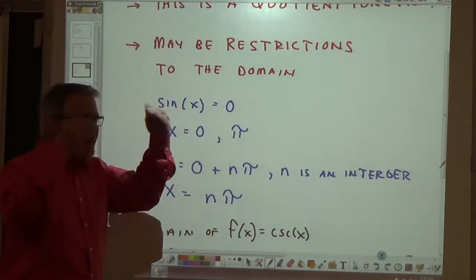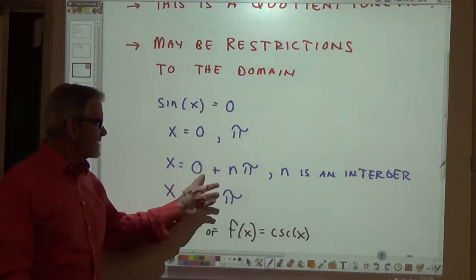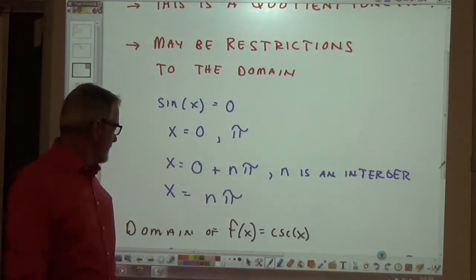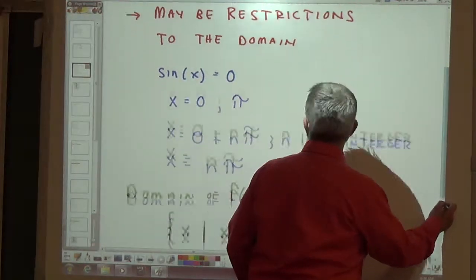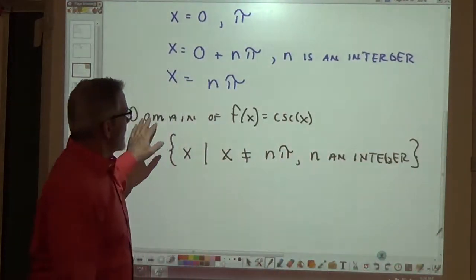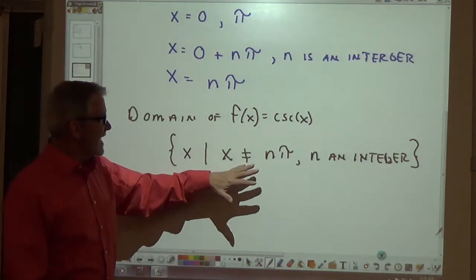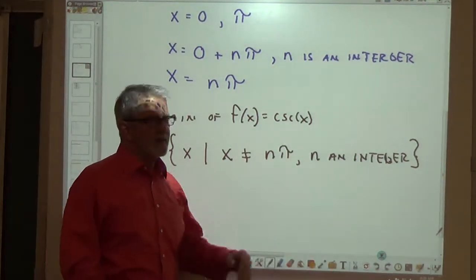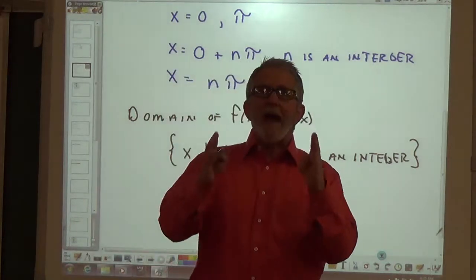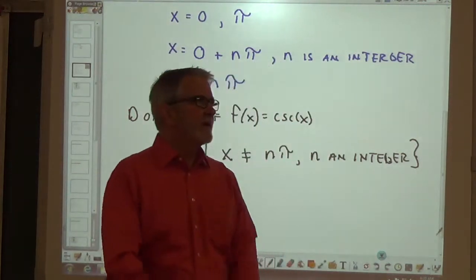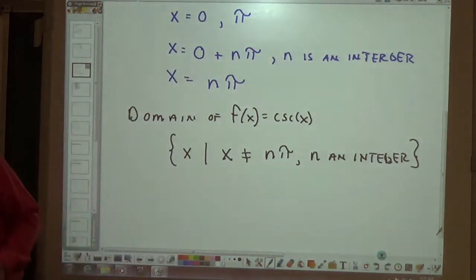Those are the values not in the domain. What is 0 plus n pi? So the domain of my cosecant function is all x such that x cannot equal n pi, where n is an integer. What happens at those values? Think about that for a moment.